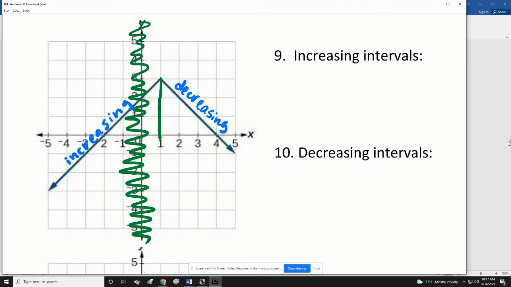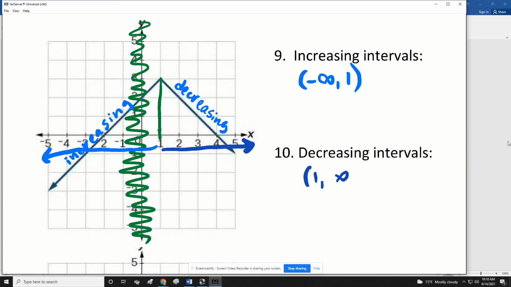Okay. So if we're looking at the x's where we're increasing, it's changing over when x is 1. All of these x's from here to forever to the left. So if we're describing that interval of x's, it is from negative infinity to 1. Then for decreasing, we're talking about all the x's from here to forever to the right. So we're talking about 1 to infinity.